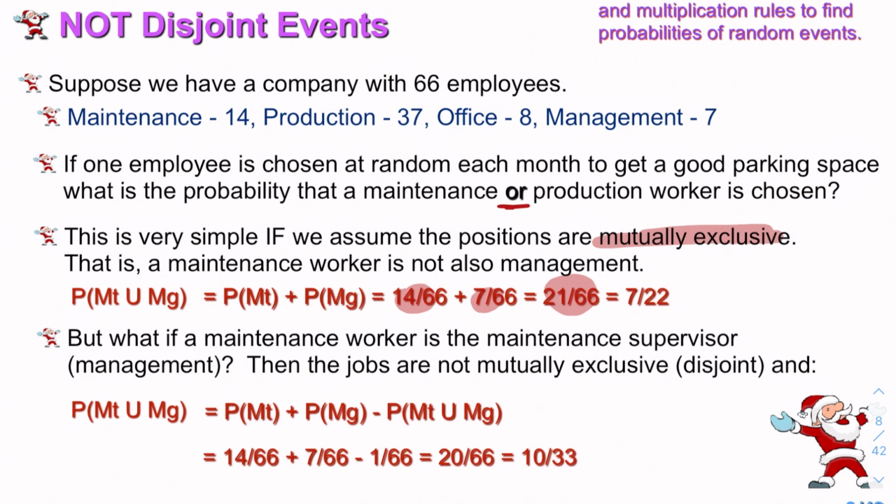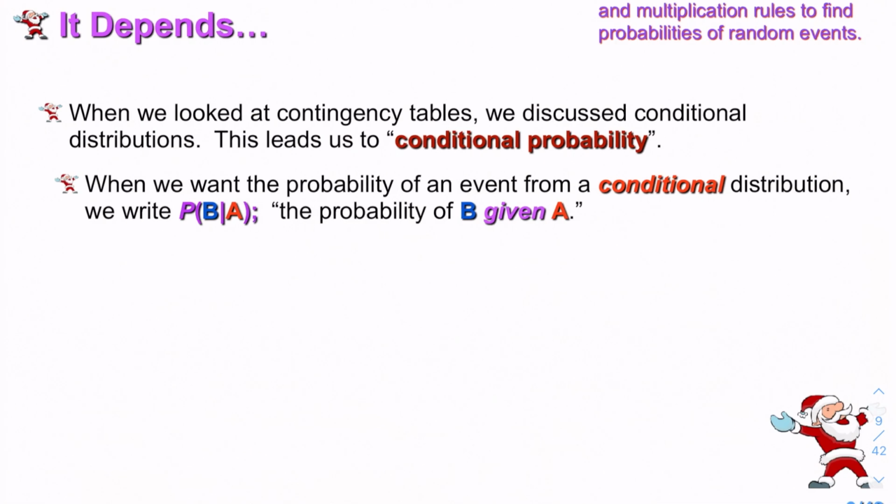But what if a maintenance worker is the maintenance supervisor? Maybe they're in management. So then the jobs are not mutually exclusive. So we would have to subtract the double count, because are they in management, or are they in maintenance, or are they the maintenance supervisor? And so in order to do that, we would get 14 out of 66 plus 7 out of 66. That's the same first two, minus the overlap, which gives me 20 out of 66 or 10 out of 33. And really it goes to, it depends.